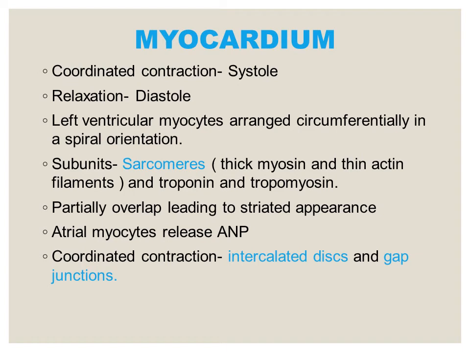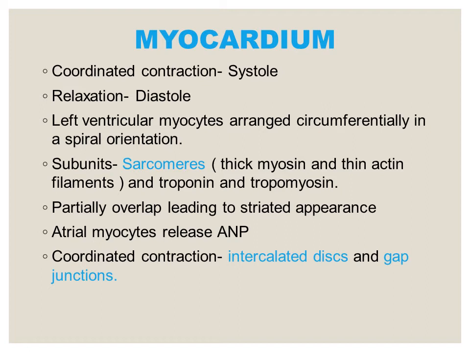So now coming to the structure of myocardium, the myocardium undergoes coordinated contraction during systole and the relaxation during diastole. So the left ventricular myocytes are arranged circumferentially in a spiral orientation. They have a more circumferential and coordinated arrangement as compared to the right ventricular myocytes.